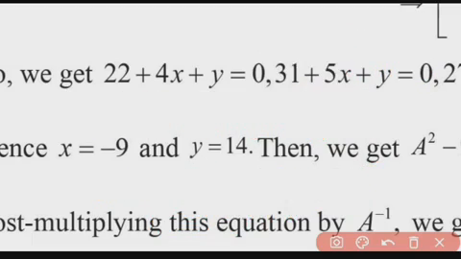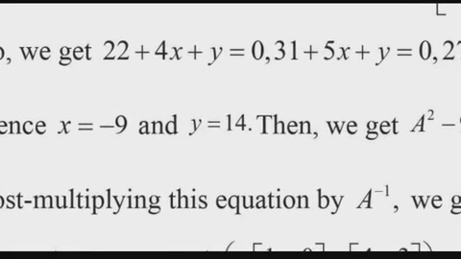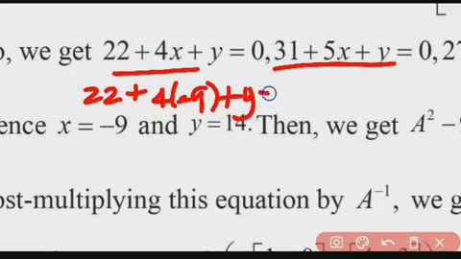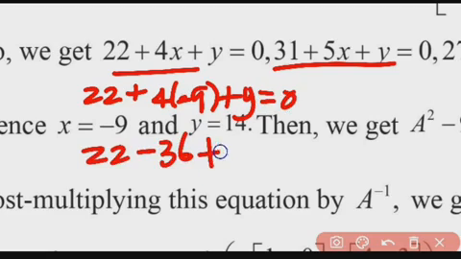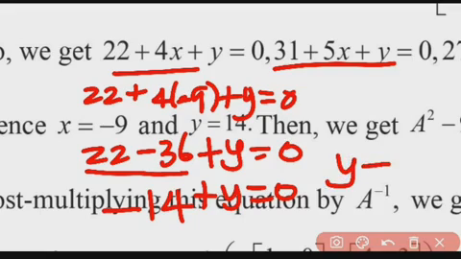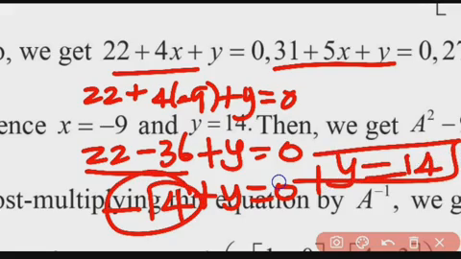I repeat, we know that x value is minus 9. So substitute the value in the first or second equation. So I will take the first equation. 22 plus 4 into minus 9 plus y equal to 0. So 22 minus 36 plus y equal to 0. 22 minus 36 is minus 14 plus y equal to 0. Then y equal to, transform minus 14 that side, becomes plus 14. Therefore y equal to plus 14.